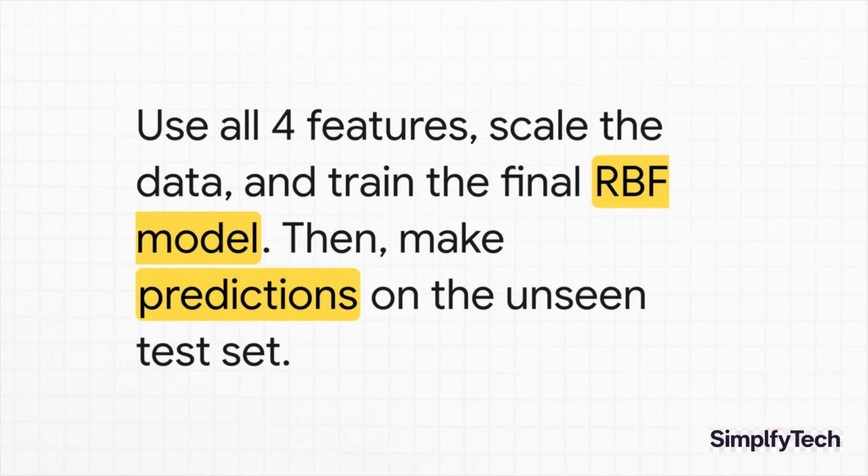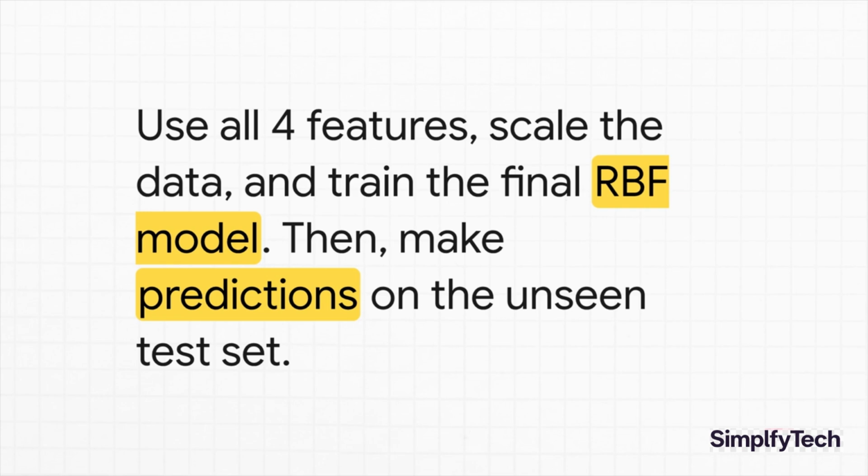Now pay close attention to that scaling step. We use fit_transform on the training data. That tells the scaler to learn the properties of our training data and then apply the scaling. But for the test data, we only use transform. This is so important. We're applying the same transformation we learned from the training set.